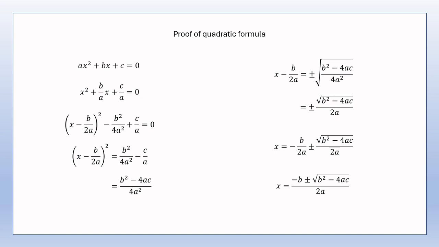And from this, it's clear where the discriminant comes from and why, if the discriminant is negative, then the quadratic equation doesn't have real roots, since the square root of a negative number is not a real number.